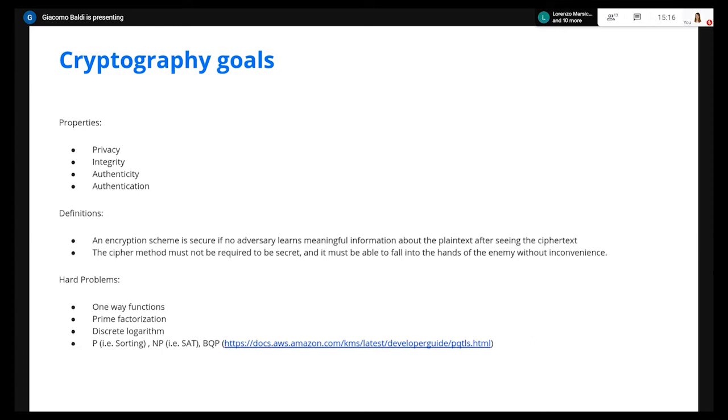The corollary of this is that the algorithms are not secret. Everything in cryptography is public. If you are approached by a vendor that tells you, "Oh, I'm selling you a new secret algorithm about security," don't buy it. Cryptography is as strong as the algorithm is public.